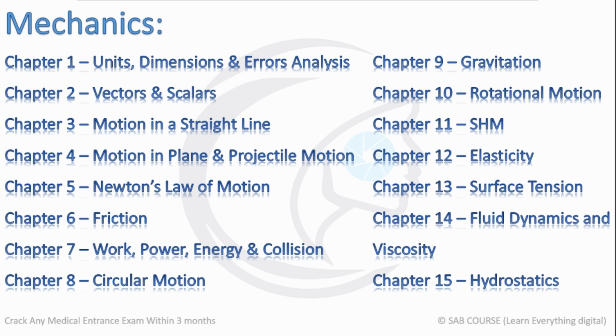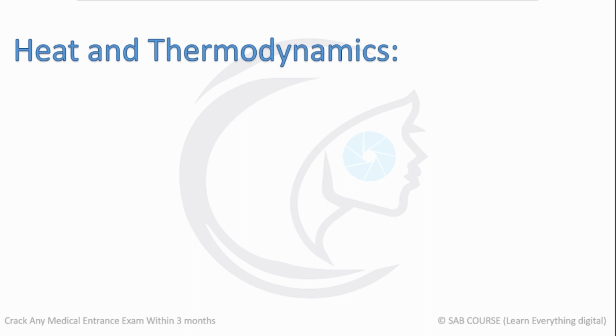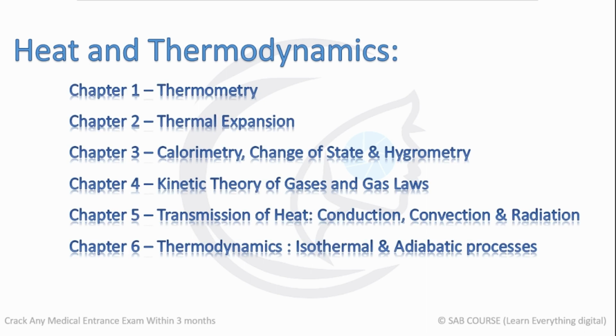And after completion of the mechanics section we will rush into the heat and thermodynamics section. In this section there are altogether 6 chapters, and they are thermometry, thermal expansion, calorimetry, change of state and hygrometry, kinetic theory of gas and gas laws, transmission of heat through conduction, convection and radiation. And in thermodynamics we will learn about isothermal process, adiabatic process.